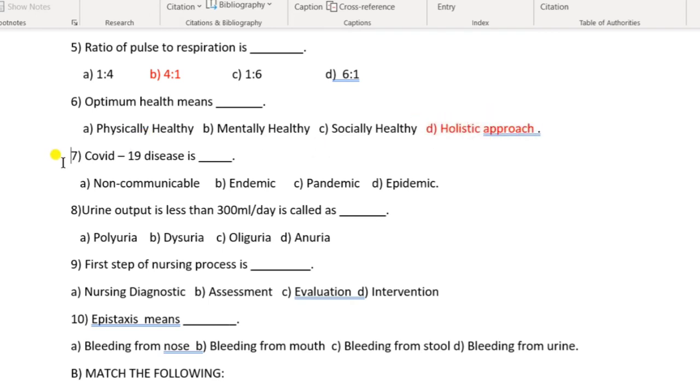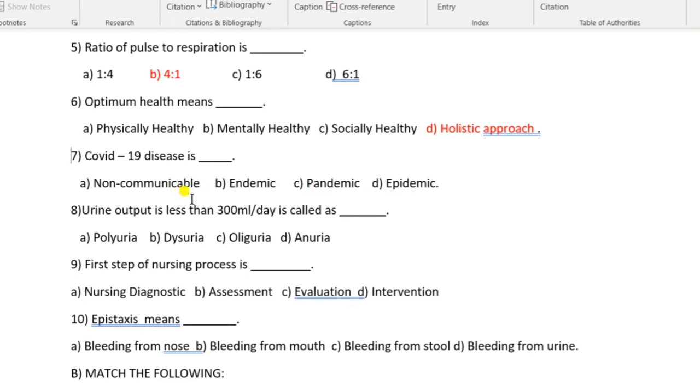Then question number 7. COVID-19 disease is a dash. Option A is a non-communicable. Option B is a endemic. Option C is a pandemic. Option D is a epidemic.